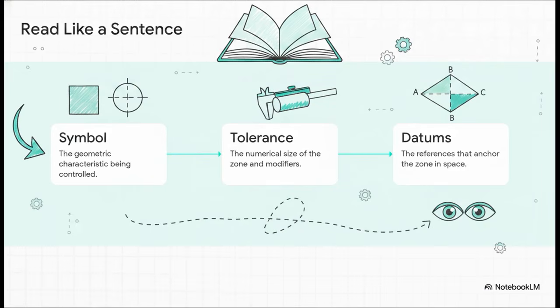So the secret to mastering this whole thing is actually incredibly simple. You just read it exactly like you'd read a sentence, from left to right. Every single feature control frame is broken up into compartments that follow a really strict logical order. You start on the far left with the geometric symbol, you move into the middle for the tolerance value and its modifiers, and you finish up on the right side with the datum references. Let's walk through this sentence piece by piece.